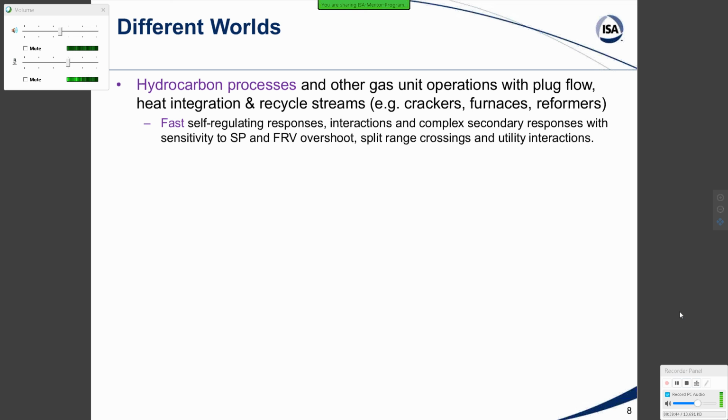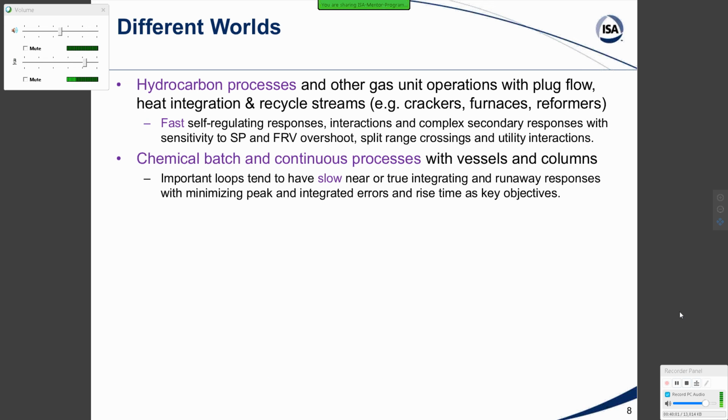because they don't have this missing self-regulation. Plus, if you do an immediate response and there are interactions or secondary things happening due to recycle and heat integration, taking an immediate reaction is not right. You need more patience and to take a slower, more gradual action, which is what you get with integral action.